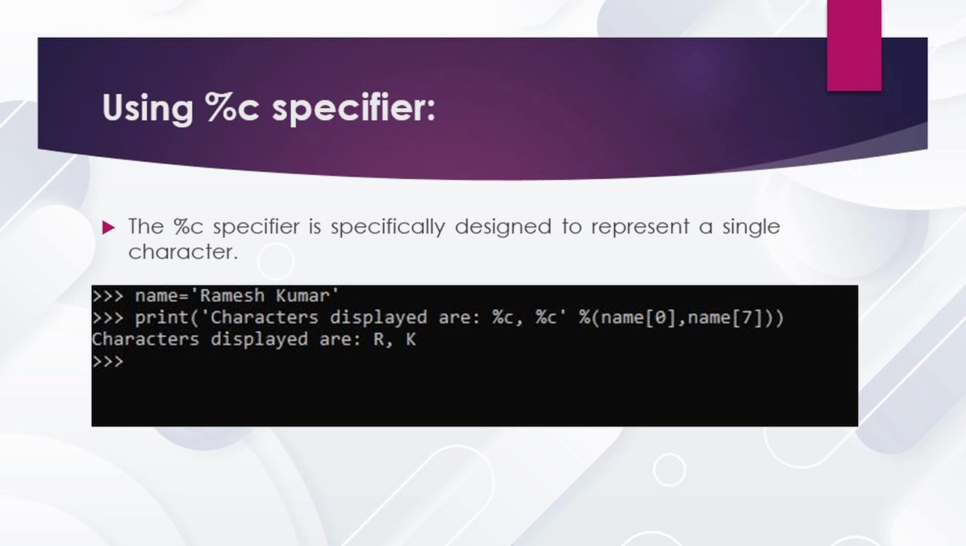The example here shows how we can access and display specific characters from a string using indexing along with %c formatting. The variable name holds the string Ramesh Kumar. The name with index 0 refers to the first character in the string, which is R. The name within bracket 7 refers to the 8th character in the string, which is K. The %c format specifier is used twice in the print function, and the corresponding characters are passed as a tuple.